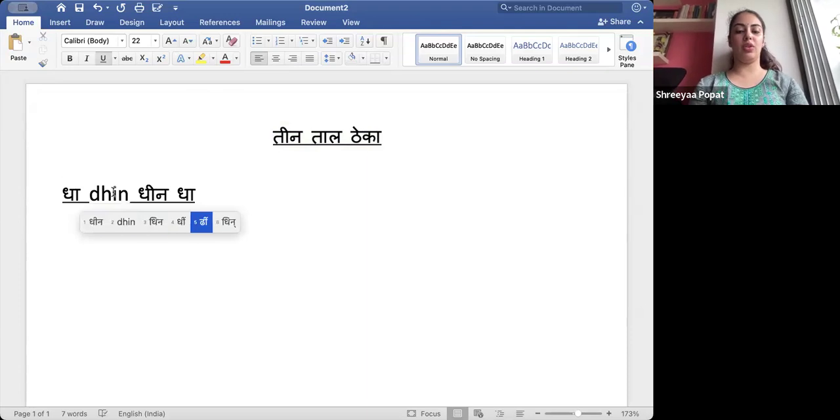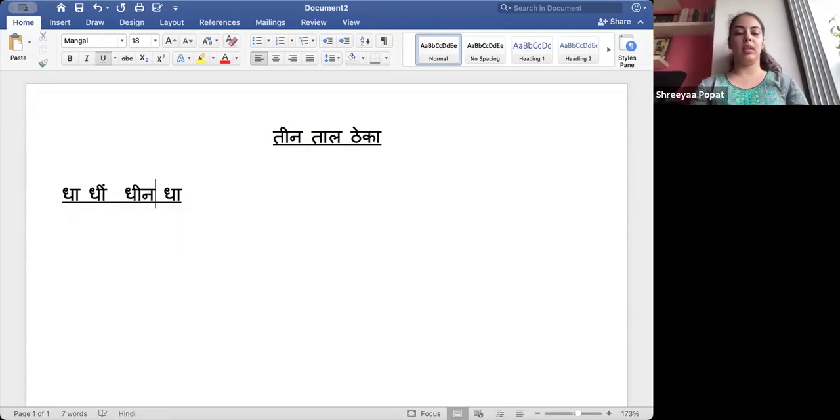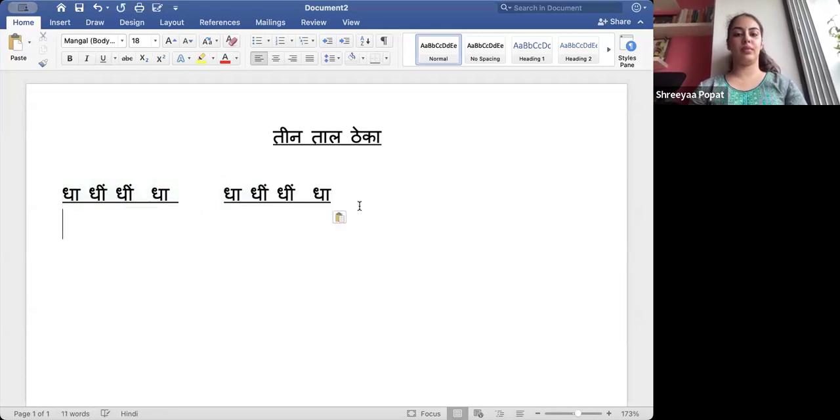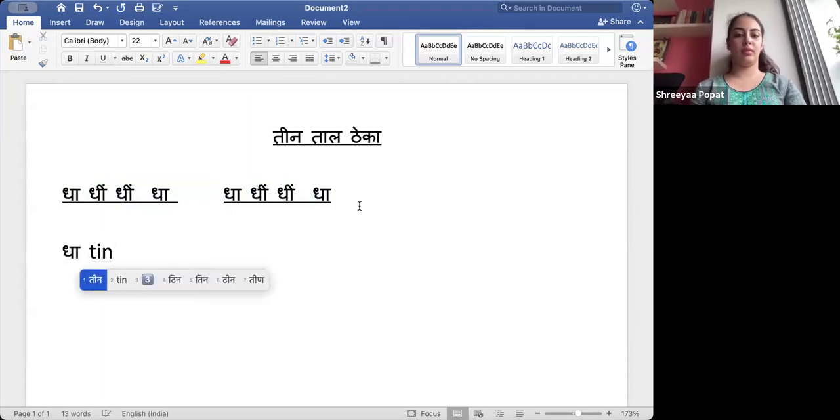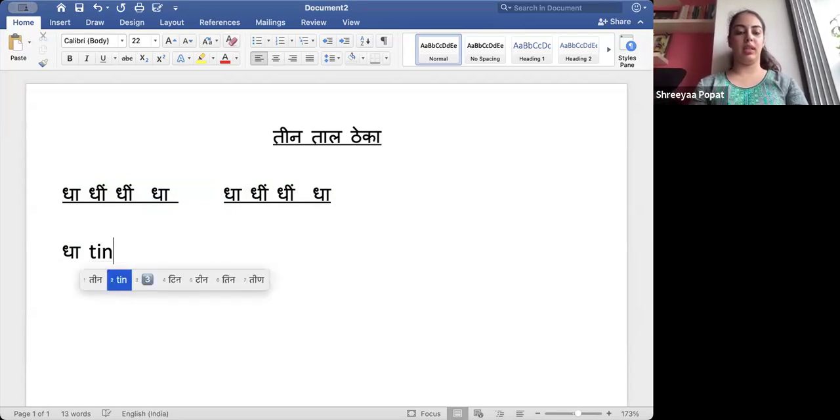So this has to be a small choti e ki matra, huh? No, it's not giving me the option. Okay, it's not doing this option. Something's wrong with my keypad, I think. Anyway.